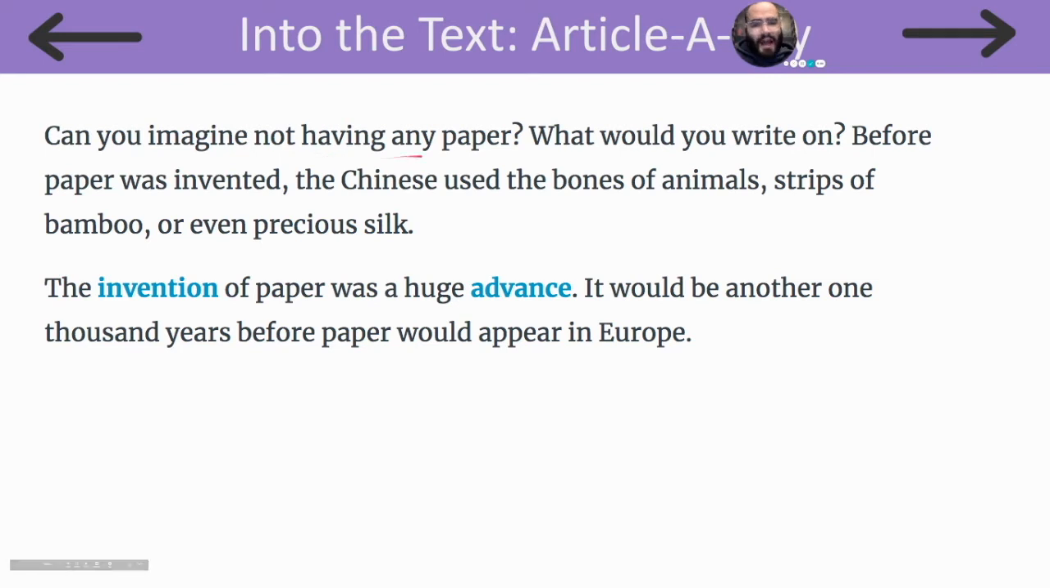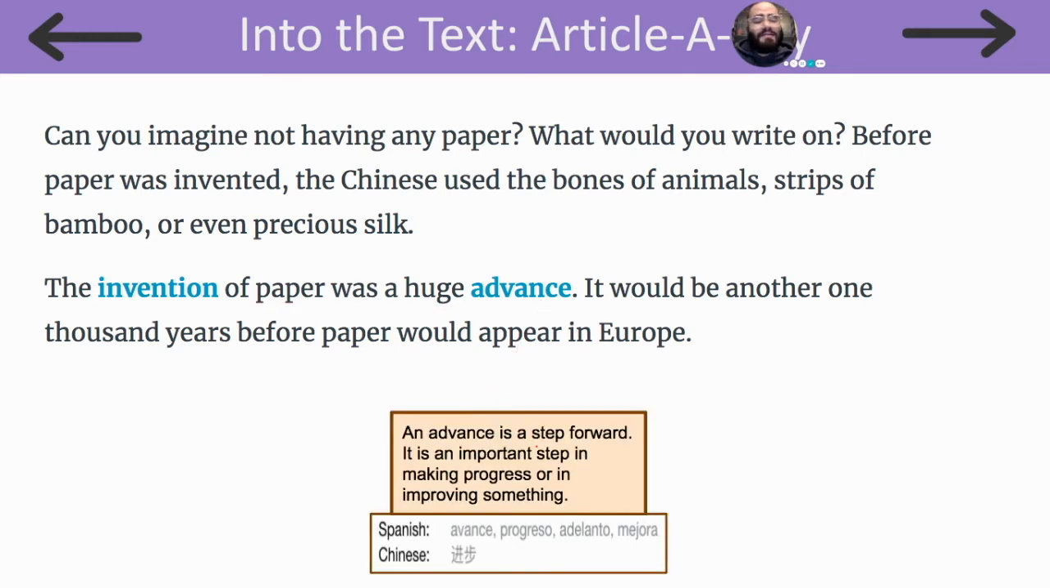Can you imagine not having any paper? What would you write on? Before paper was invented, the Chinese used the bones of animals, strips of bamboo, or even precious silk. The invention of paper was a huge advance. An advance is a step forward. It is an important step in making progress or in improving something. In Spanish, avance, progreso, adelanto, mejora. It would be another 1,000 years before paper would appear in Europe.